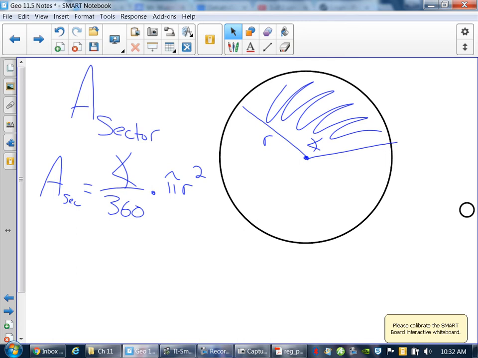Instead of just saying the area of a sector is angle over 360 times pi r squared, sometimes they write it as just times the area of the circle. Okay, and there's a reason why I wanted to write that out, because in a minute I'll show you guys what can happen algebraically and what we can do.